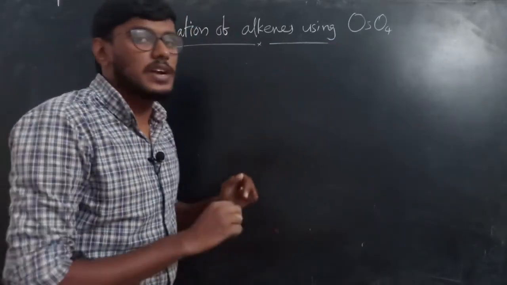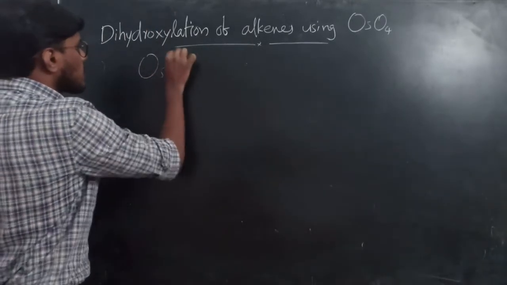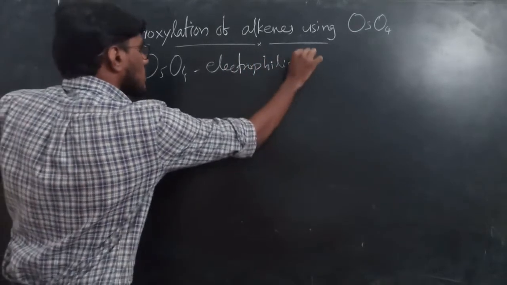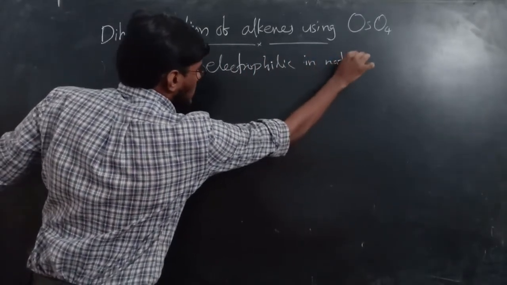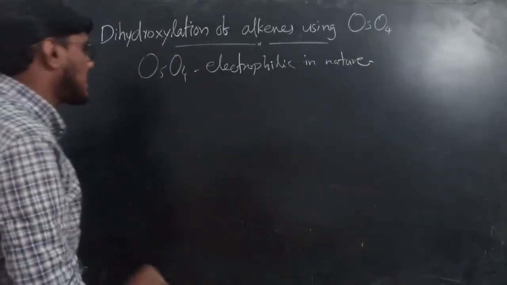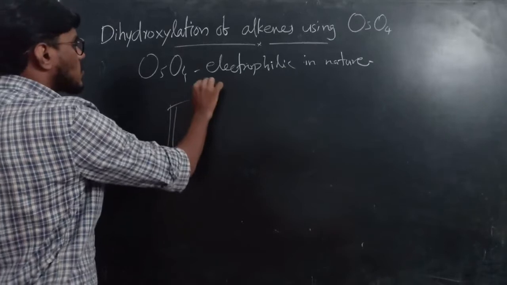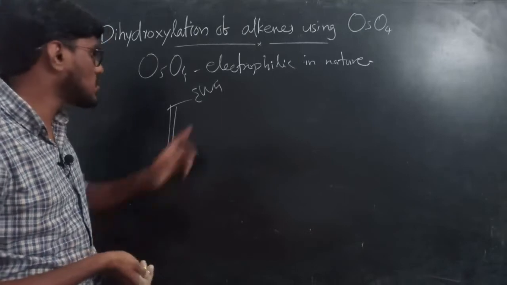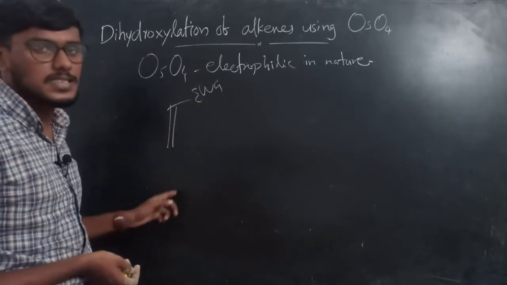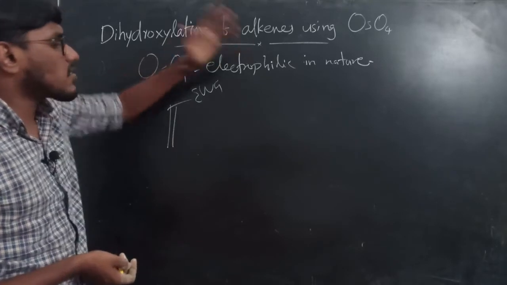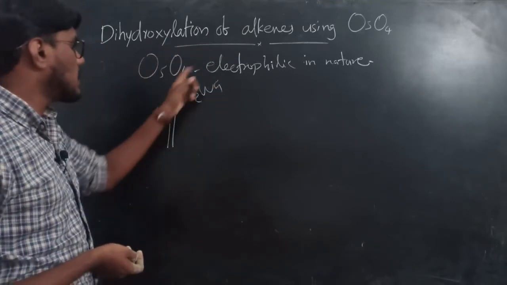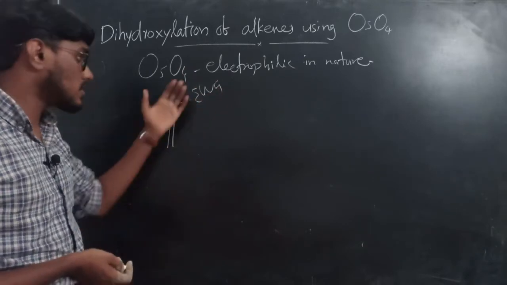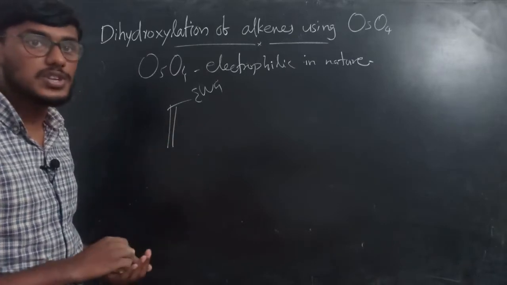Actually, this osmium tetroxide is electrophilic in nature. If an electron withdrawing group is present in the alkene, this may retard the dihydroxylation reaction, because this electron withdrawing group decreases the electron density here. This osmium tetroxide is electrophilic in nature. So the presence of electron withdrawing groups on the alkenes may retard the rate of dihydroxylation reaction.